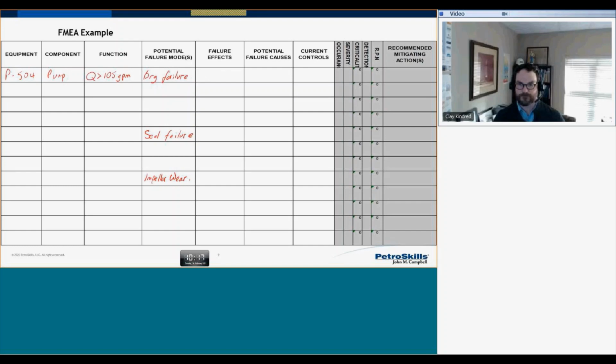And for all of these, if I have a bearing failure, the failure causes zero flow. So now my flow goes down to zero. And what I can do is quantify the cost of the failure. In this case, let's say that is $3,000 per hour lost production. So again, I can quantify it. And that would be the same for most of these. The potential failure causes of a bearing failure, well, maybe we've got a fatigue failure.